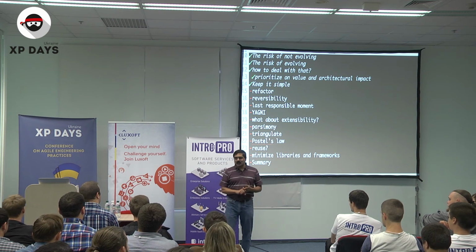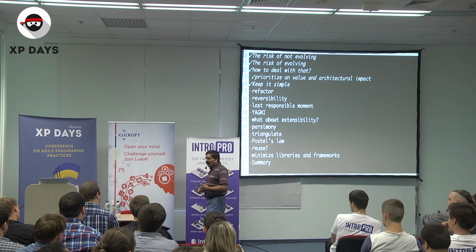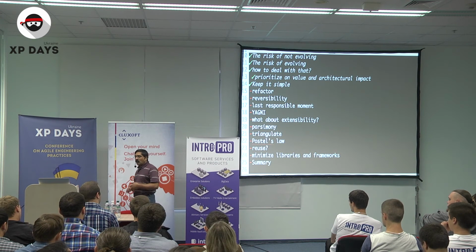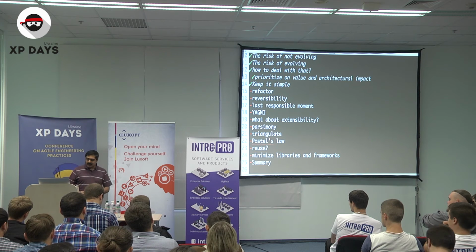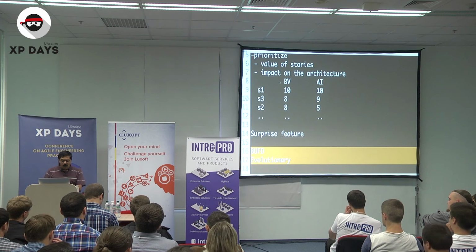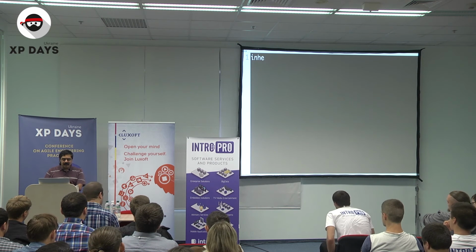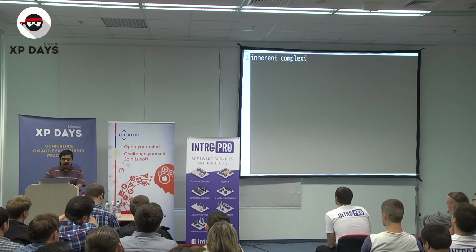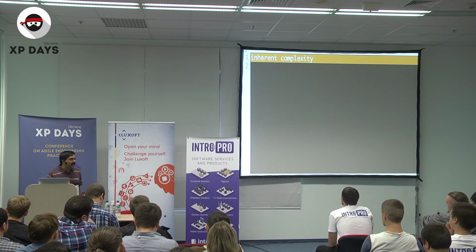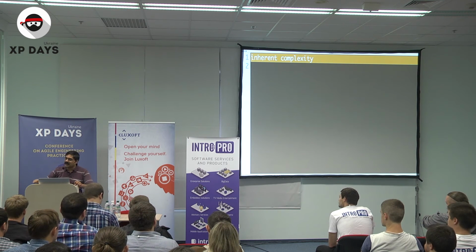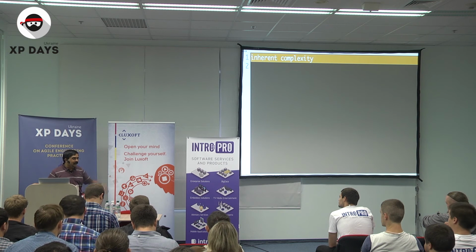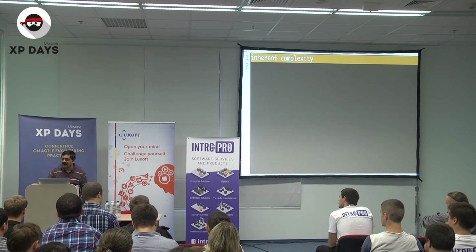But what happens when things are not simple? When a system becomes complex, we deal with two kinds of complexities in what we do. The one complexity we always have to deal with is called the inherent complexity. This is something from the problem domain. There is nothing you can do. You cannot wave a magic wand and say, I'm going to remove this complexity. That's a complexity of your domain.